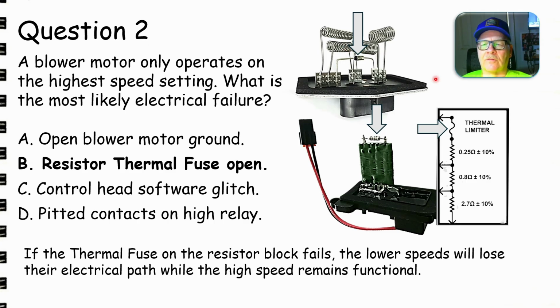But if that thermal fuse in the resistor block fails, it cuts off everything going through the resistor, and it will only work on high blow. Now you might notice on the schematic I showed you that the blower relay on that particular one is feeding the blower with power all the time, and the ground is fed to it through the blower resistor, and that's not uncommon.